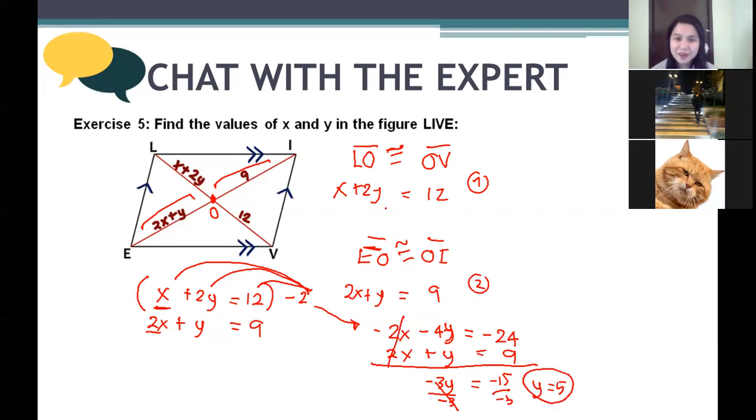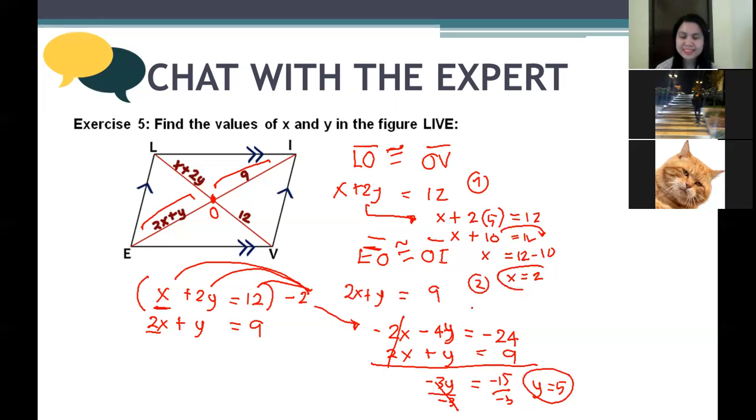Now let's go back to this one. Let's substitute. That's x plus 2 times y, 2 times 5 equals 12. x plus 10 equals 12. The other side. So x equals 12 minus 10. Our x is equal to 2. So our answers are x equals 2 and y equals 5. Any questions?